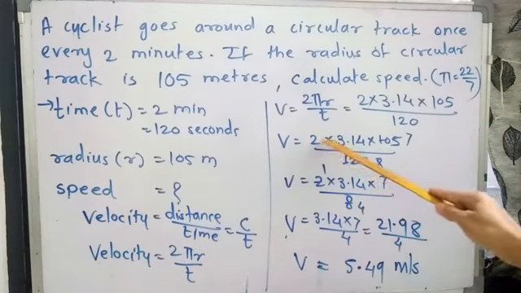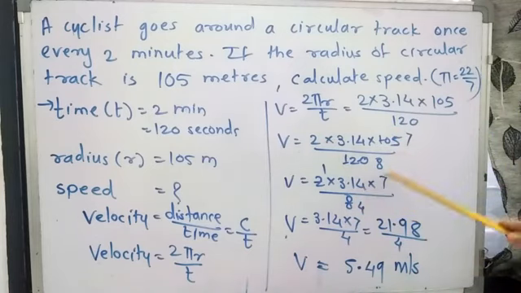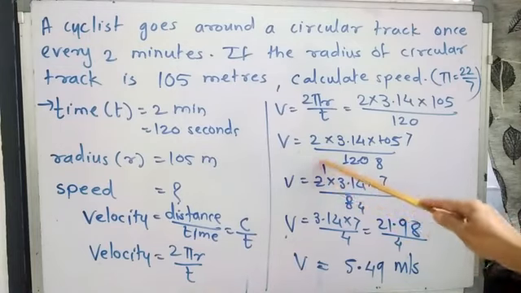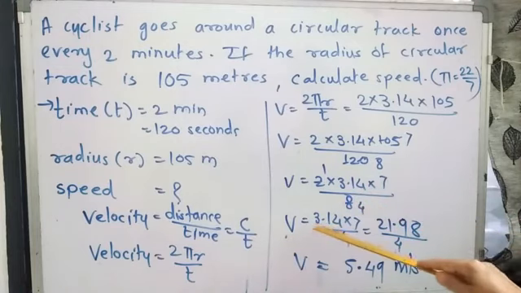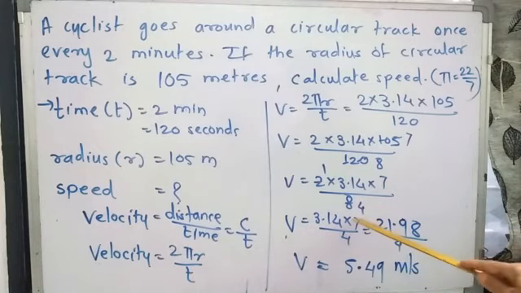So here we have 2 into 3.14 into 7 upon 8. Now this 8 will be cut with the 2, 2 ones are 2, 2 fours are 8. So what do we have? 3.14 into 7 upon 4. If I multiply this, 3.14 into 7 is 21.98 upon 4. And if we divide, we will get 5.49, means nearly 5.5. So velocity of the cyclist is 5.5 meter per second.